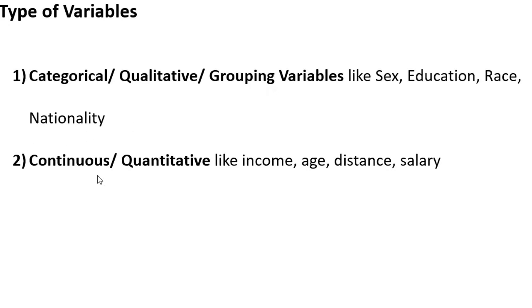Now the next type is continuous, quantitative variable. They are called continuous or quantitative variables. Like income. Income is a continuous number which can be of any number. Age, which might be from 0 to 100 and 120. Distance between two places, so that is also a number. Salary, that is also a number. So these types of variables are continuous and quantitative variables. Now you must remember these two types, categorical and continuous, or you can say qualitative and quantitative. So these ones are categorical and these are the continuous, which have a number.